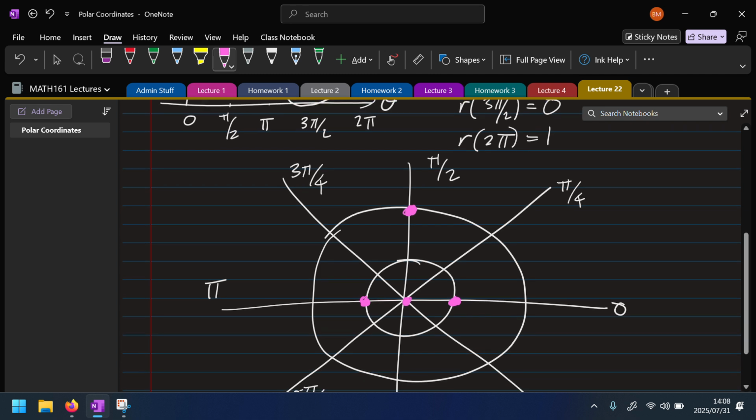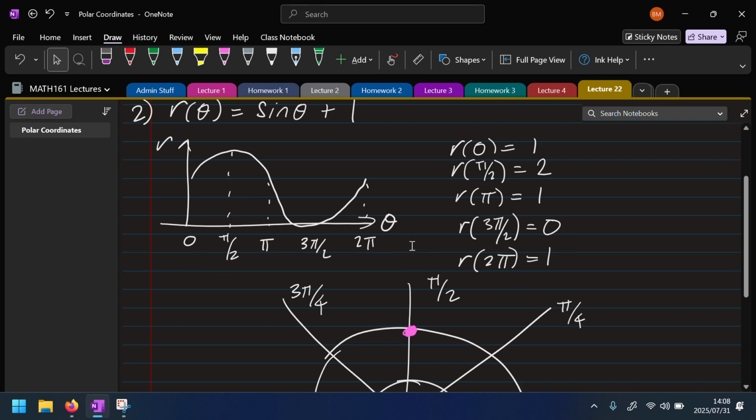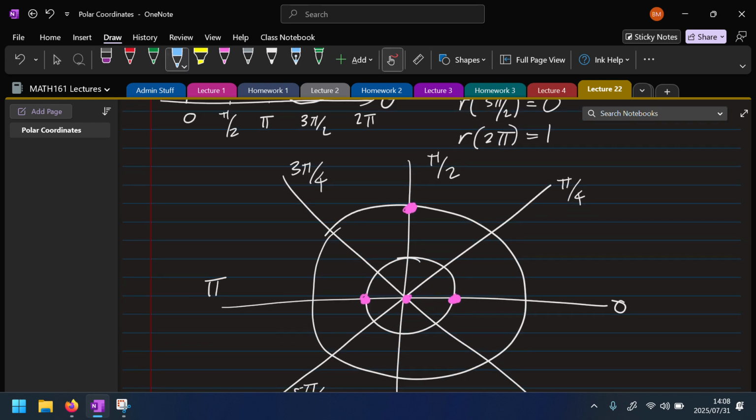Okay, so how are we going to connect these dots now? We just follow from one to the other. From angle 0 to angle pi over 2, the radius increases from 1 to 2. So as we're going from 0 to pi over 2, the radius must get larger. Let's fill that in. From angle 0 to pi over 2, the radius must get larger up to the top. So it must do something like that.